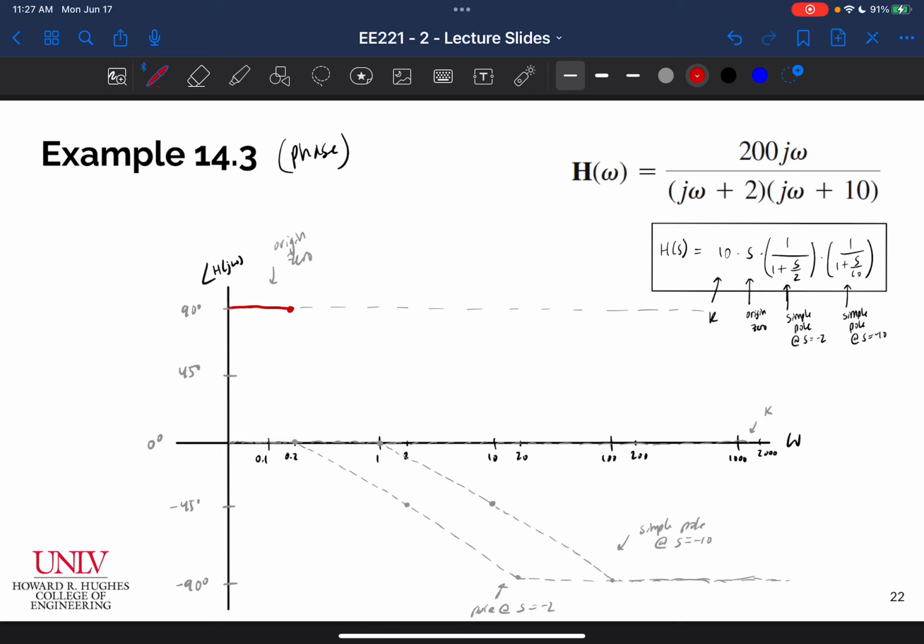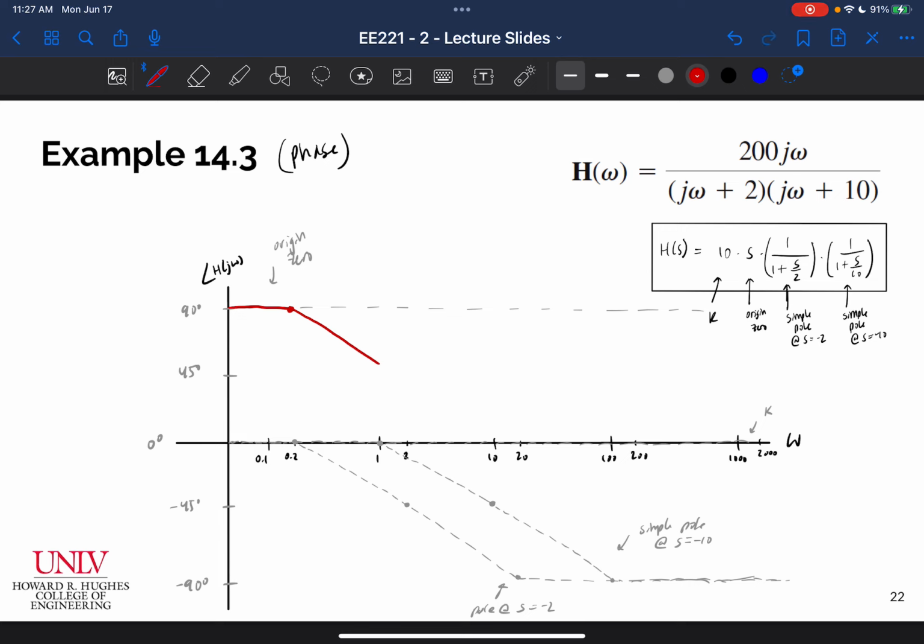Up until this point where something changes. What changes? We add the effects of this first pole, right? At point 2, from point 2 all the way out to 1, basically, so this range of frequencies here, I get 45 degrees per decade of slope. So I'm going to start drawing 45 degrees per decade of slope, which would lead me right to about there.